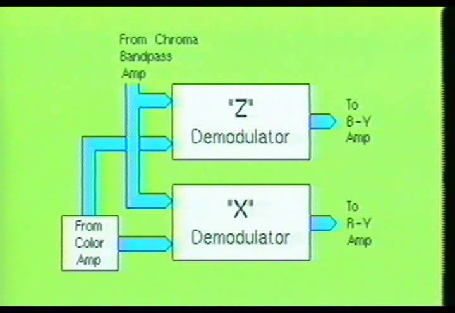Both the X and Z demodulator stages are fed the same chrominance signal from the chroma bandpass amplifier stage. Both stages are also fed from the color oscillator stage. The X and Z demodulator stages are designed to operate at any desired axis with respect to the phase of color frequency. The demodulated signals can then be combined into proper proportions to produce the different color signals that are required to properly drive the picture tube.